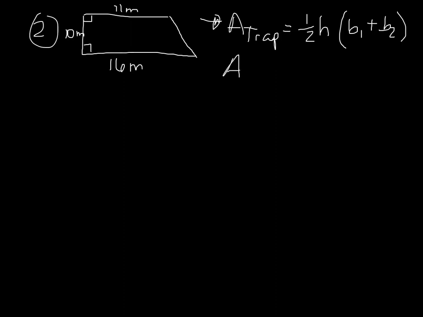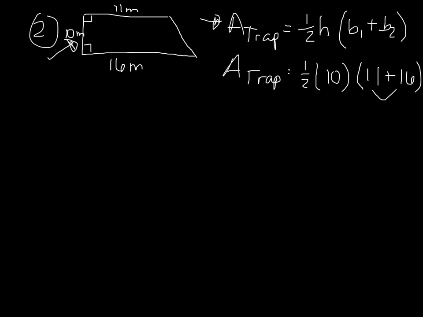Okay, so our area of a trap is 1/2 times the height. Our height is 10 in this case. Here's our height right here because there's two right angles. We have our opposite bases. So then I have to add 11 plus 16. Okay, 11 plus 16 is 27 times 10 times 1/2 equals the area of a trapezoid, or area of trap.